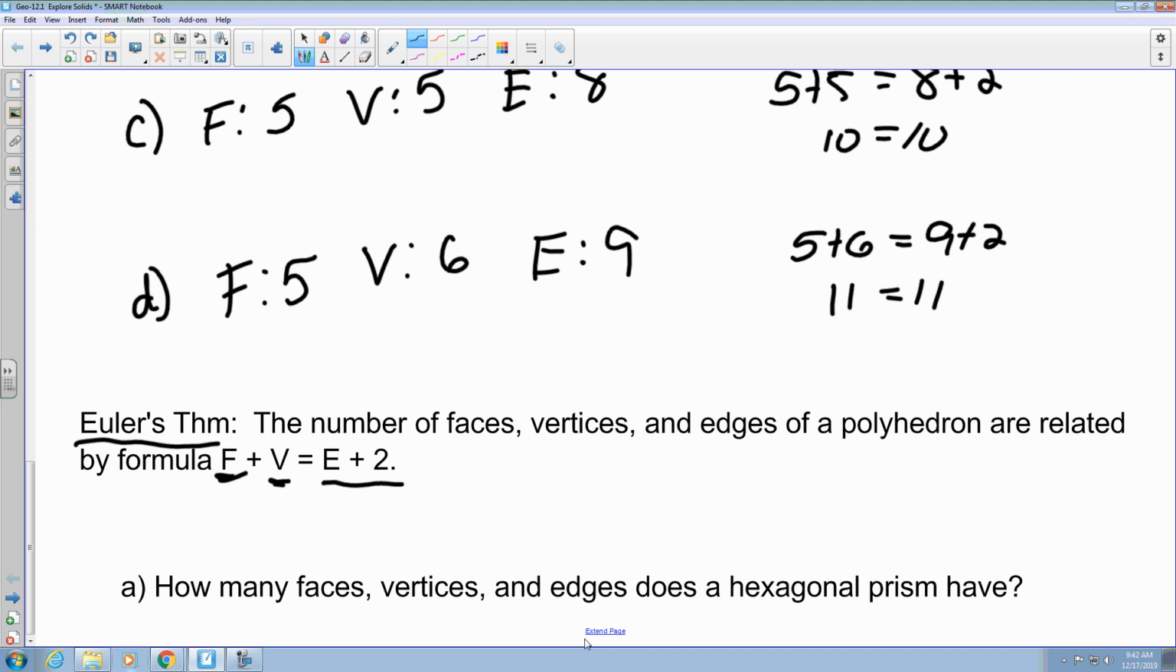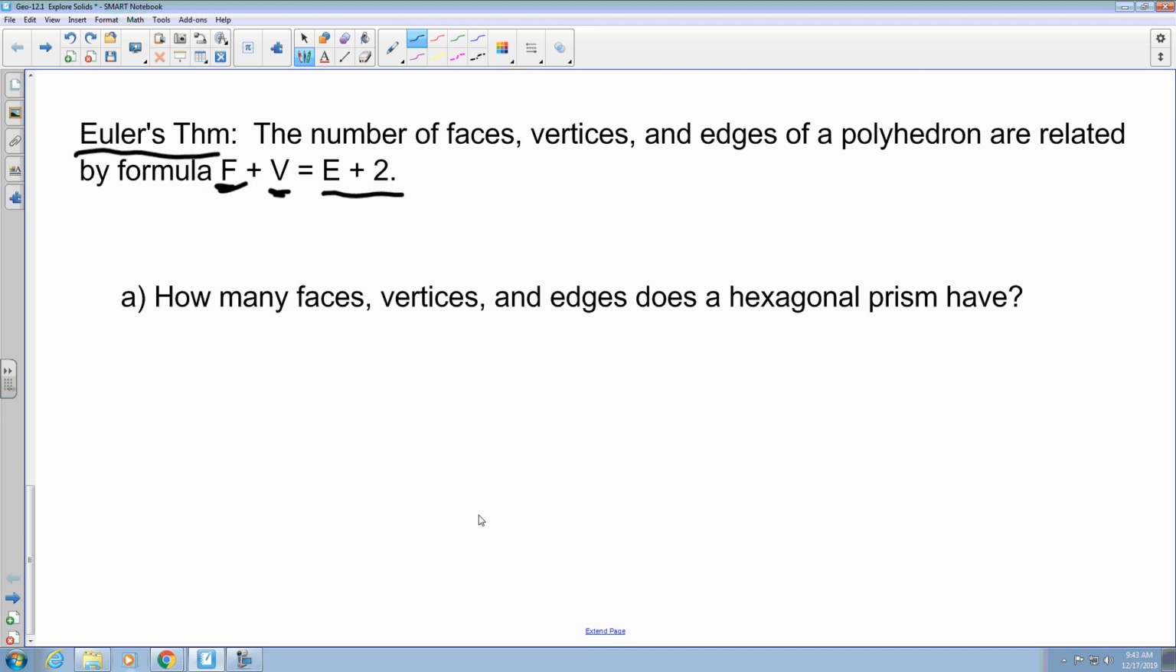All right, so if we look at this problem here, it says how many faces, vertices, and edges does a hexagonal prism have? Okay, so a lot of times what I like to do is draw these out. So a hexagonal prism means that it has a hexagon as a base. Hexagon means that it has 6 sides for that base. So, let's draw this out. So you can go 1, 2, 3, 4, 5, 6. So I got one base.